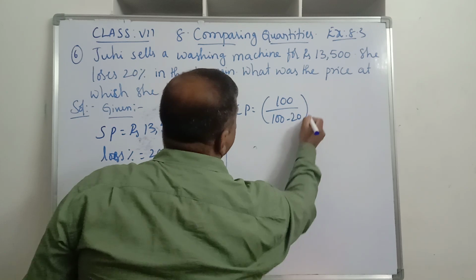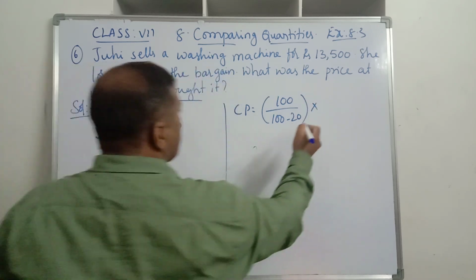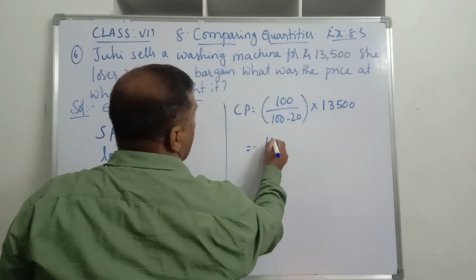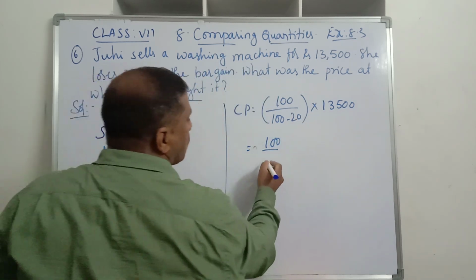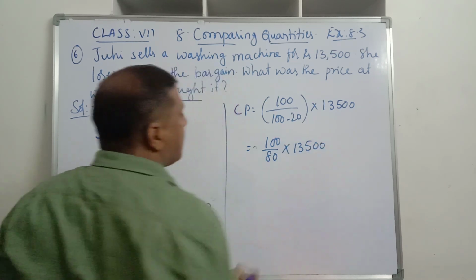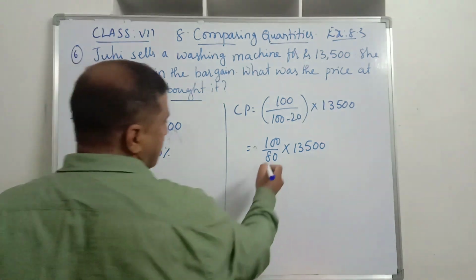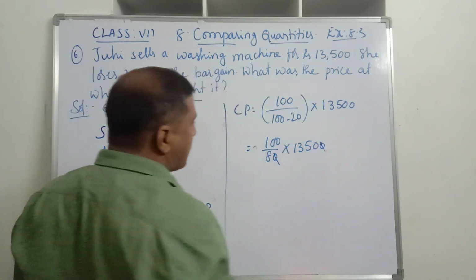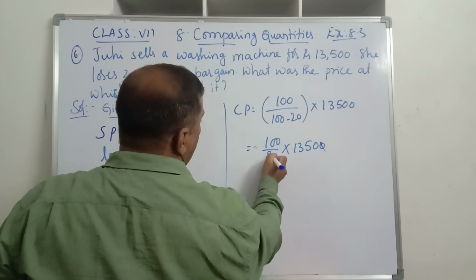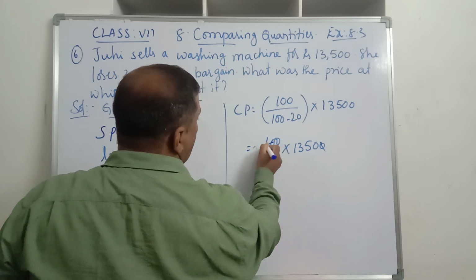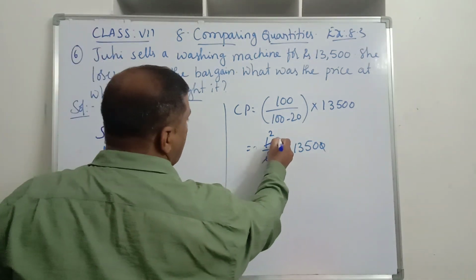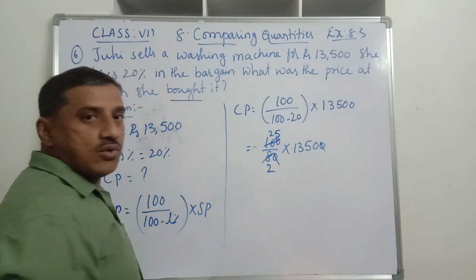That is (100 − 20) × SP = 13,500. That is equal to 100 divided by (100 − 20), which is 80, into 13,500. So go for the cancellations. The 0 and 0 are cancelled. Now, 4 2s are 8, 10 minus 8 is 2, then bring down 0, 20. 4 5s are 20, so we got 25.